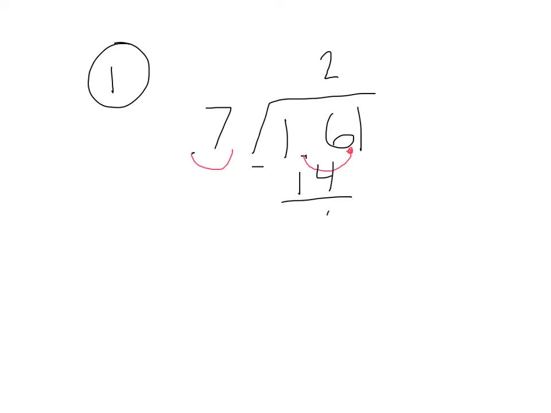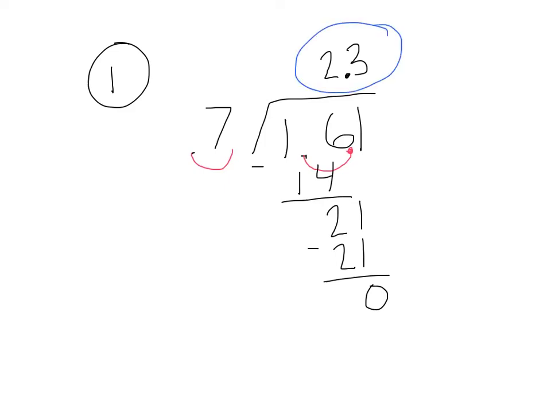16 subtract 14 is 2. Bring down my 1. 7 goes into 21 3 times. 3 times 7 is 21. When I subtract, I get 0, so I know I am finished. Now I just have to remember to bring my decimal straight up in my answer to get an answer of 2 and 3 tenths. Let's try another problem.